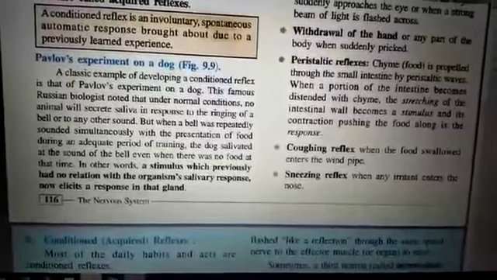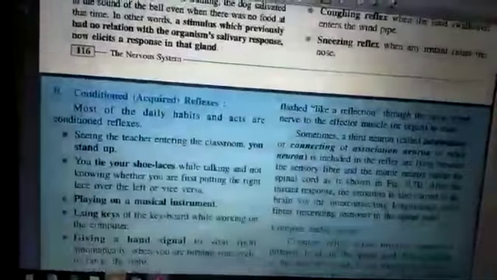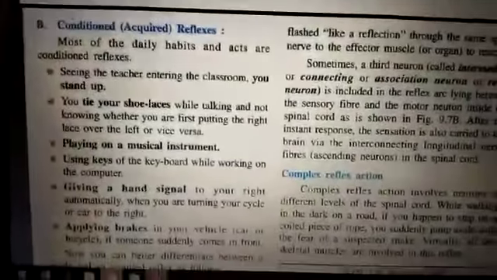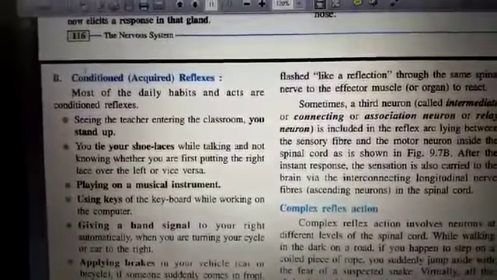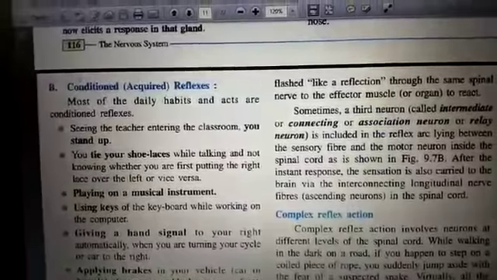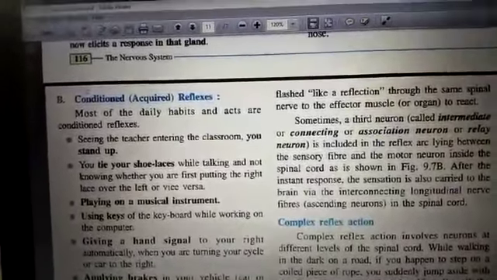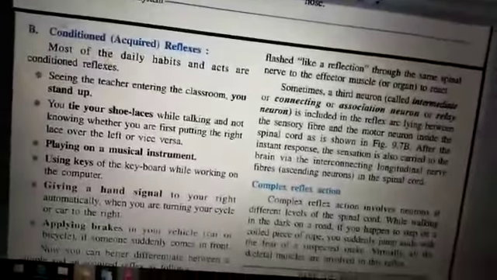Sneezing, when any irritant thing or material enters the nose. Okay, and now the conditioned one. Conditioned or the acquired reflexes: most of the daily habits and acts are conditioned reflexes. Like seeing the teacher entering the classroom, you stand up. You tie your shoelaces while talking and not knowing whether you are first putting the right or left. You have a habit of it.